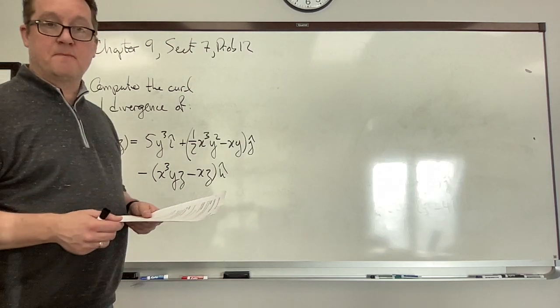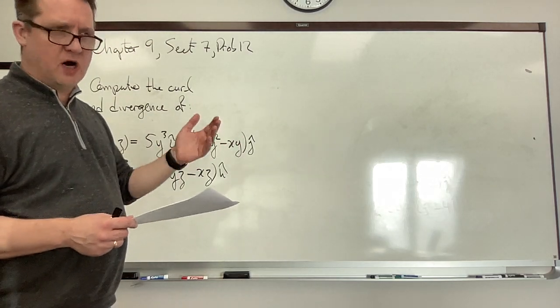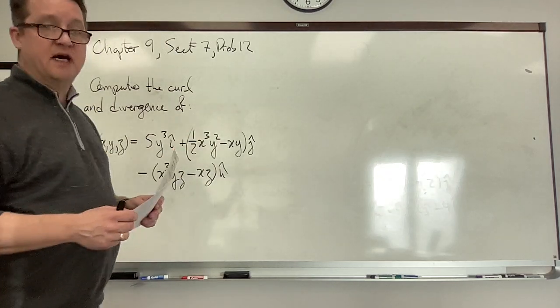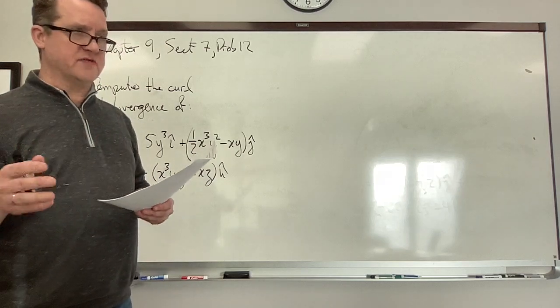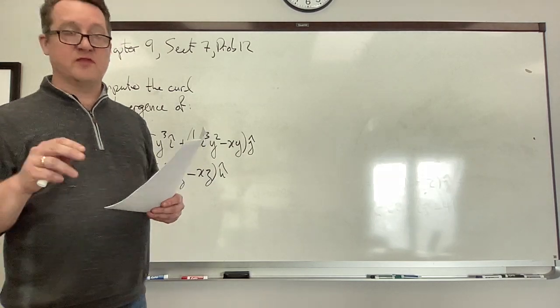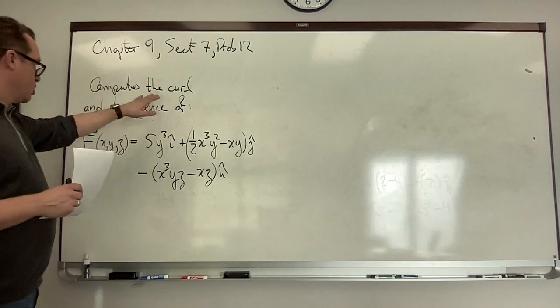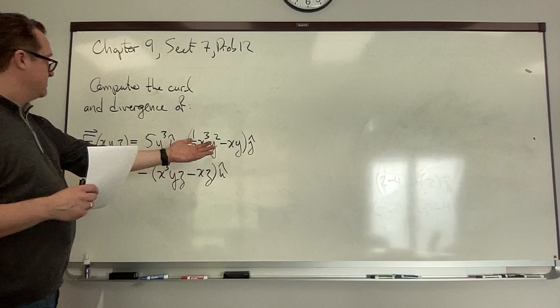The first part of that question was using the gradient operator to do something. And now we simply have a question that tests our ability to calculate the curl and the divergence of a general vector function, or a vector field. So this would be the problem statement. Compute the curl and divergence of F equals this.